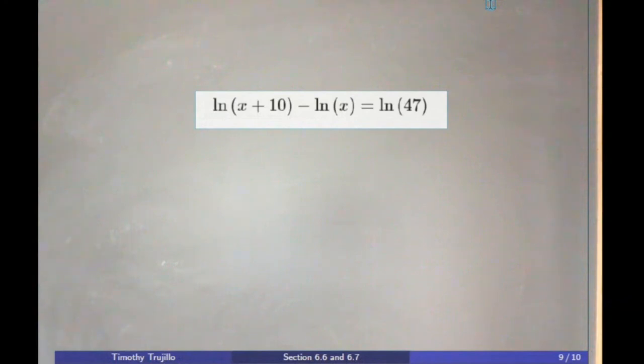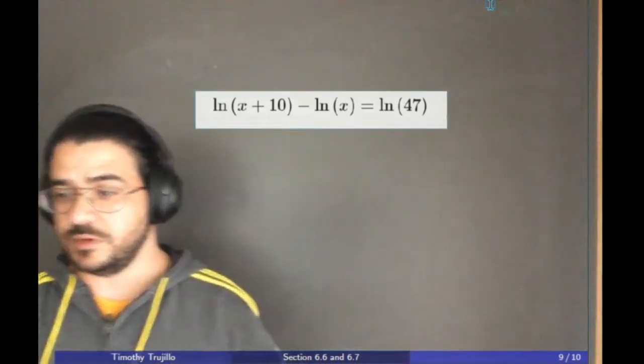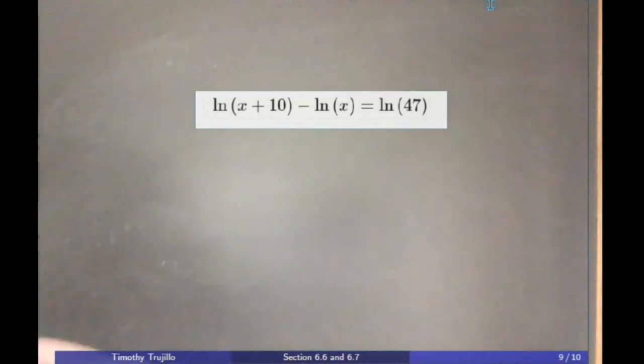If we're going to condense, one side is already condensed. The natural log of 47 is condensed as much as it possibly can. But if it wasn't, we'd have to also do the same thing to the other side.